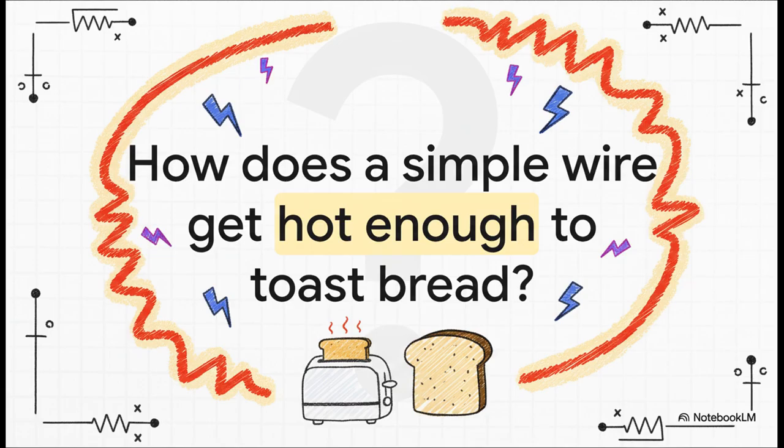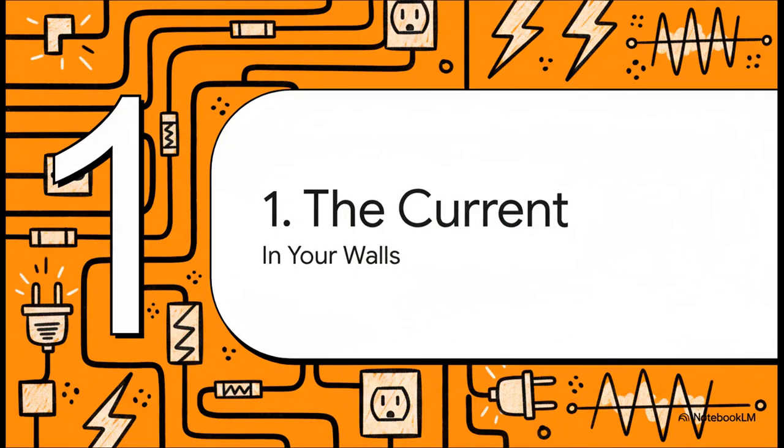And really, it all boils down to this one question. How does a plain old wire get hot enough to do that? Well, the answer reveals this perfect synchronized dance that's happening inside those wires. So let's break it down and see exactly how that wire turns electricity from your wall into that glowing bread toasting heat.